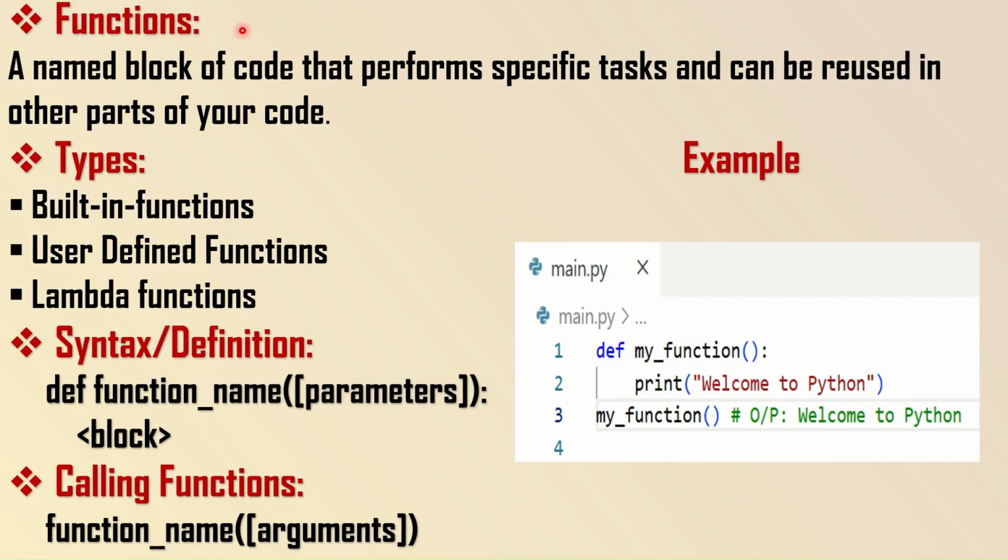Almost every programming language has the concept of functions. Functions in Python are simply reusable blocks of code that are used to perform specific tasks according to our requirement. Instead of writing the same code again and again multiple times in our program, you can simply define the function once and call it whenever needed.